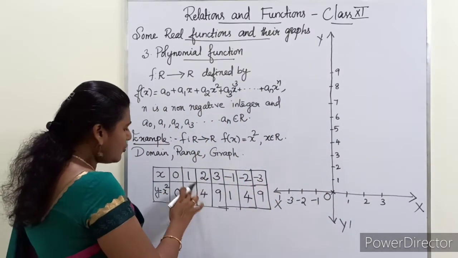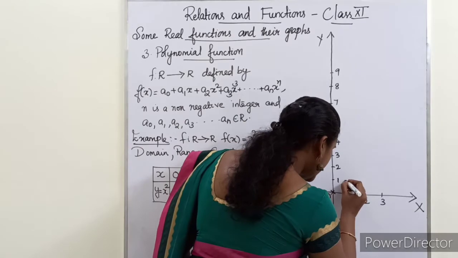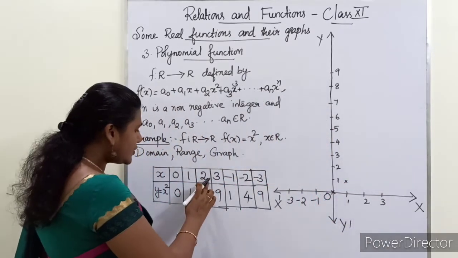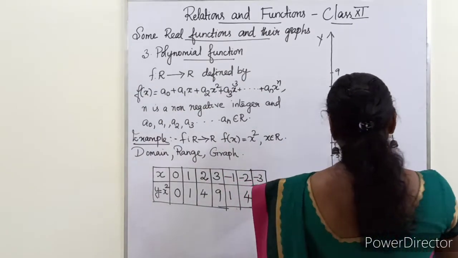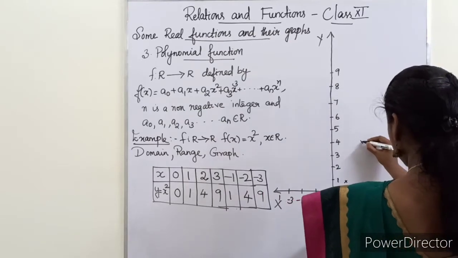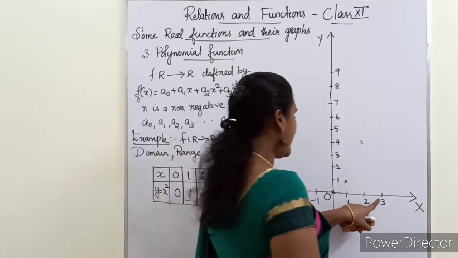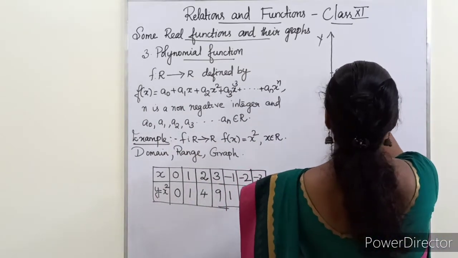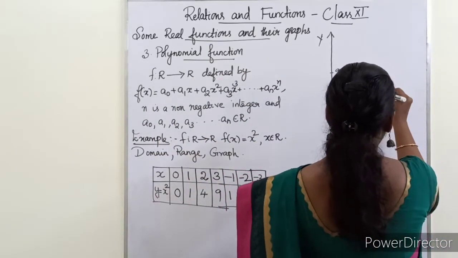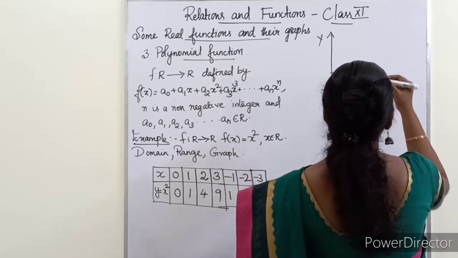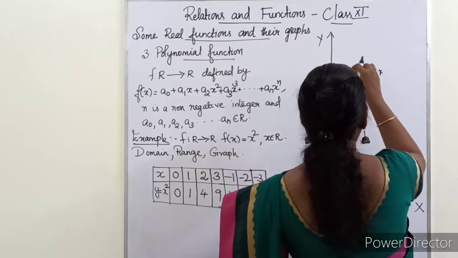Then x1, y1. So x1, y1 is this point. Then x2, y4. X equal to 2, y is equal to 4. So this will be this point. And x is equal to 3, y is equal to 9. So we will mark the point here. Okay, so this point is x3, y9.